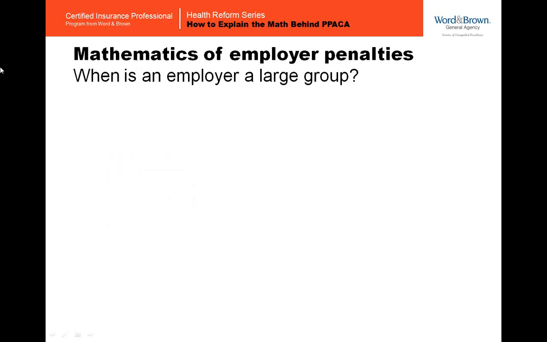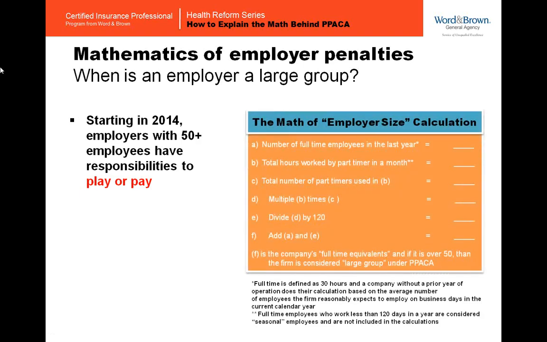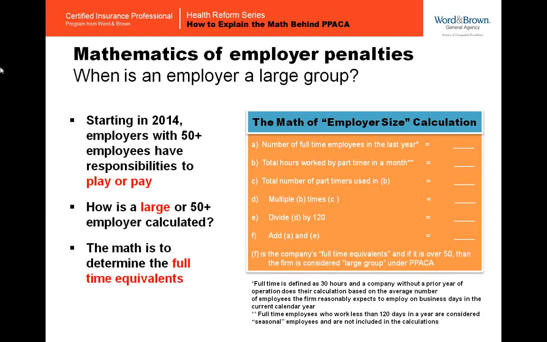So let's start with the math of a large employer. What exactly is a large employer? We talk about it incorrectly as being that PPACA says any employer with 50 or more could have a penalty. Well, that's not exactly right. As you're going to see, because you see a formula up on your screen now, we're going to actually walk you through these numbers to calculate an employer's size. Because what you're really going to talk about in terms of an employer is, does he have 50 or more full-time equivalents? And that's a very specific numerical definition. That's what that chart's all about.